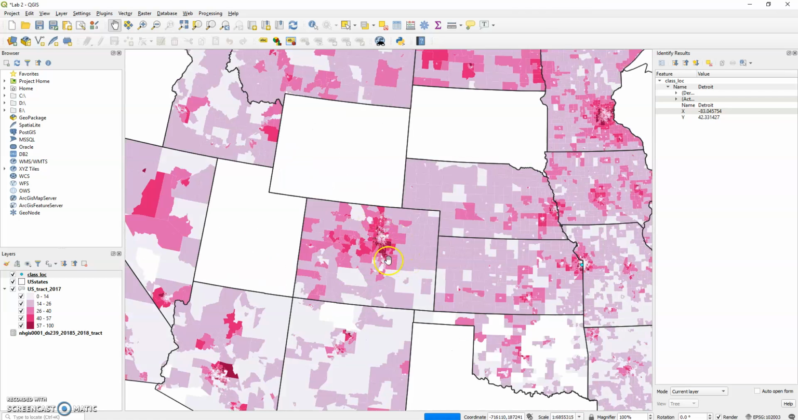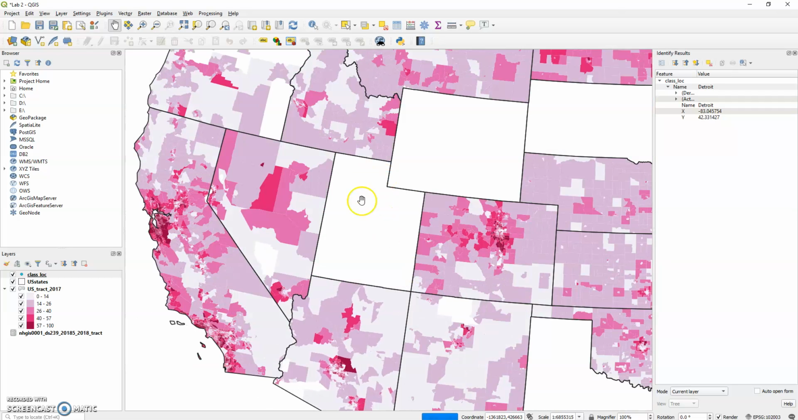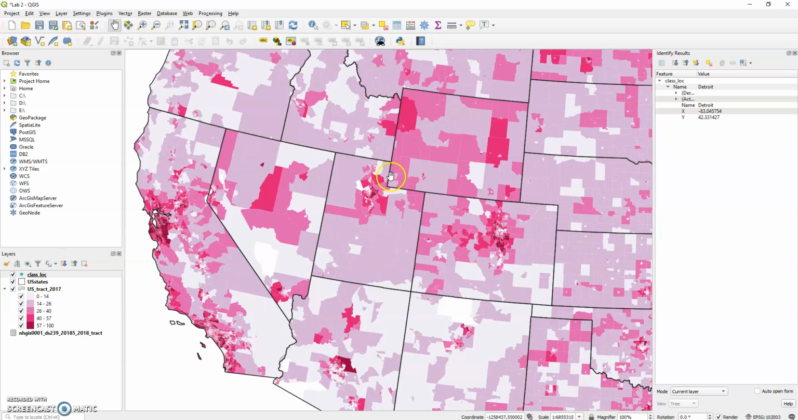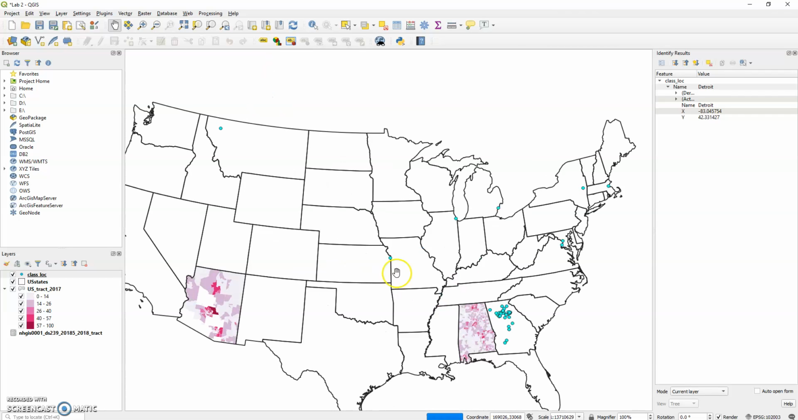I thought that was one notable observation. We see that same thing in Denver or Salt Lake City right there, or like Silicon Valley right over here. So that's just something of note.